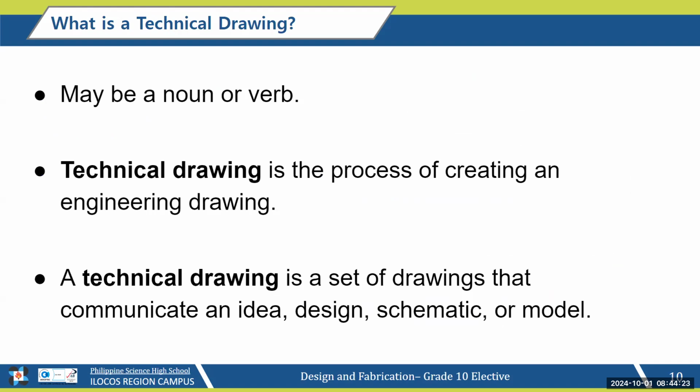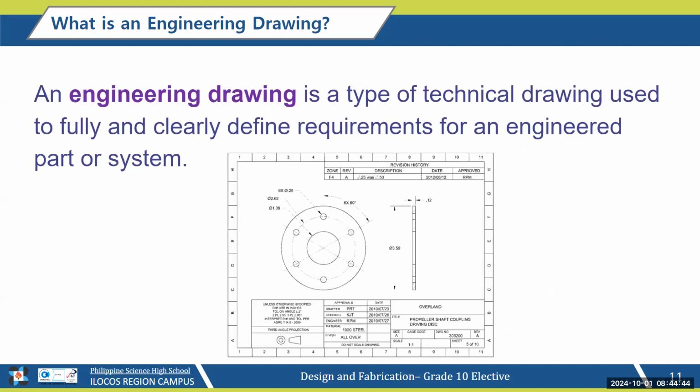As a verb, it is the process of creating an engineering drawing. As a noun, it is the set of drawings that clearly communicate your idea, design, or model in detail, ensuring that it can be accurately built or understood. An engineering drawing is a type of technical drawing used to clearly define the requirements for an engineered part or system. It is all about precision and detail.